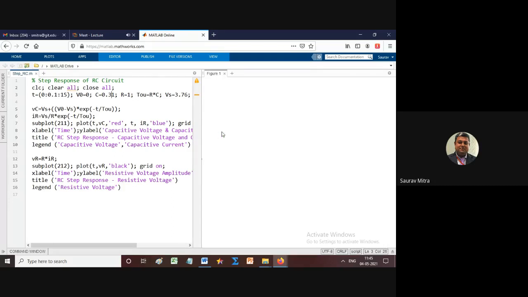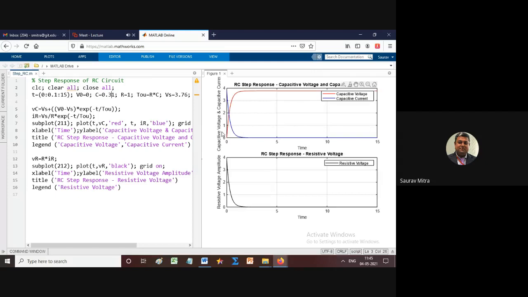The charging should happen 3 times faster. See that? Previously the rate was taking quite a time to go up. Now in this case, the rate is going up very fast. Likewise, all the other things change equally.